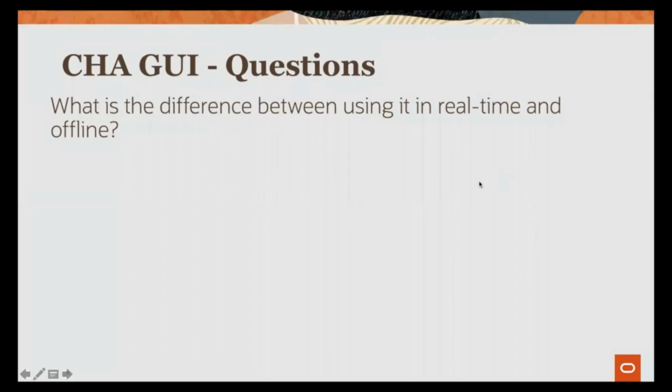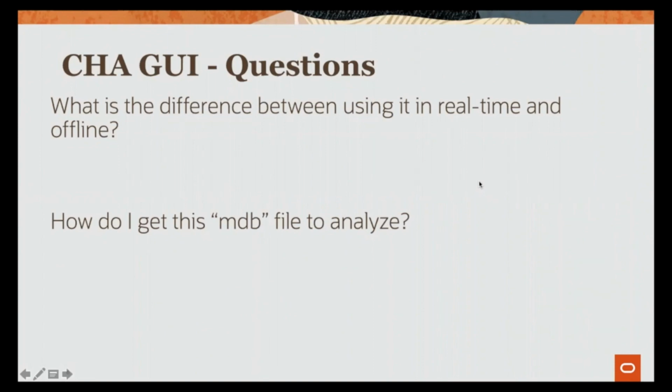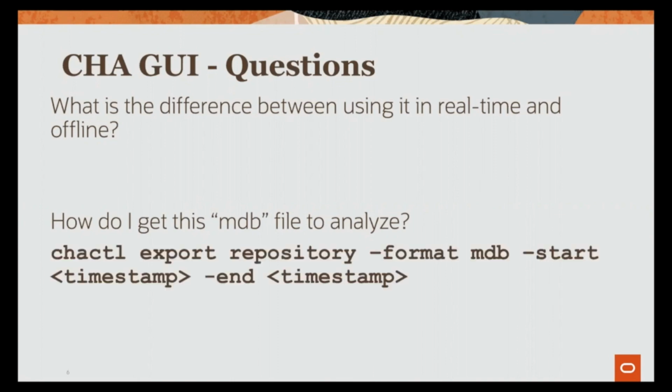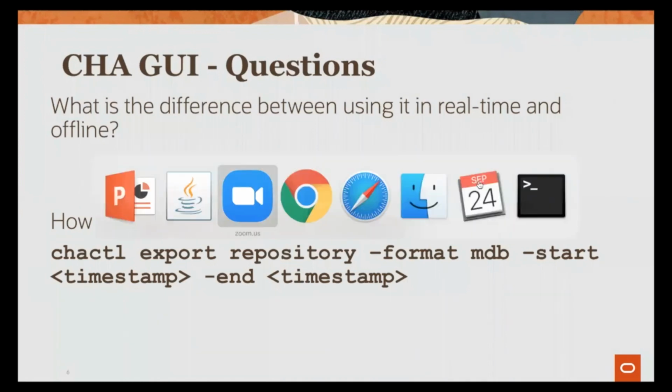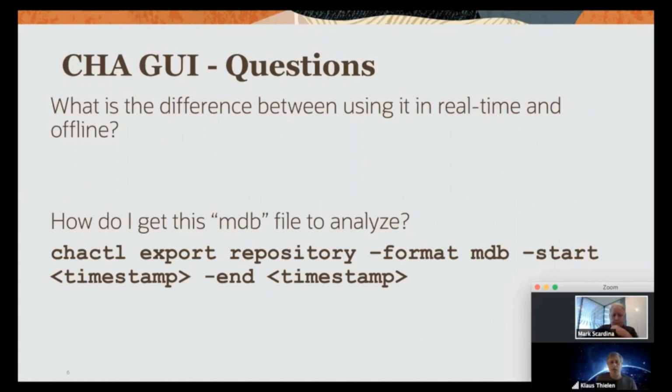So how do I get this MDB file to analyze? Excellent question. There is a command line to do that. Oh yeah, you show it here. CHA export repository -format MDB -start, then a timestamp, -end and the second timestamp. Okay, so this will give me a big file for the entire timestamp? If you specify more than 1 hour, we will cut it into pieces of 1 hour. Let's say you start with 3 p.m. and you end with 6 p.m. You will get 3 files.